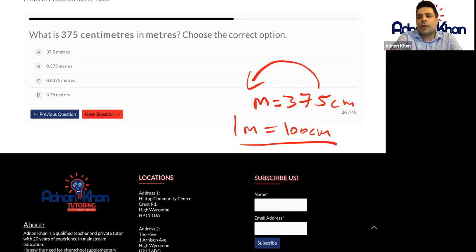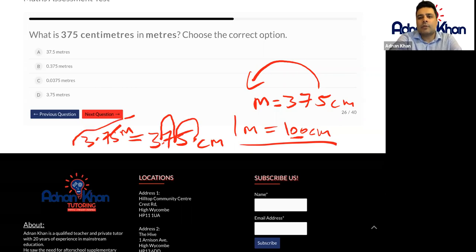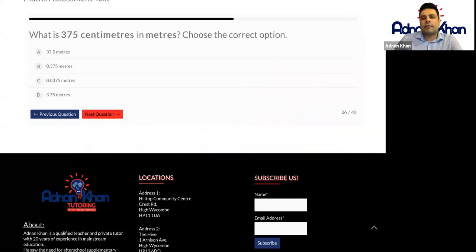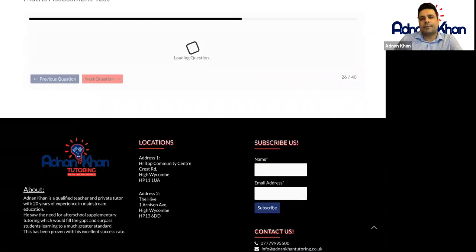So because 100 has 2 zeros, we just move the invisible decimal point to the left twice. The invisible decimal is going to be at the end here. We move it to the left twice, so once and twice. And that gives us 3.75 meters. And the reason we're dividing is because we're actually trying to convert it into a bigger unit. So in this case, 3.75 meters will be the correct answer.